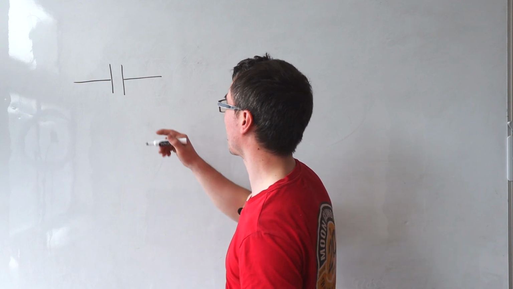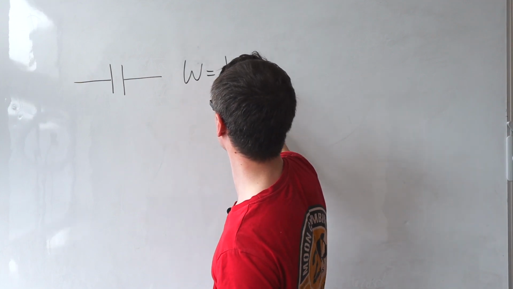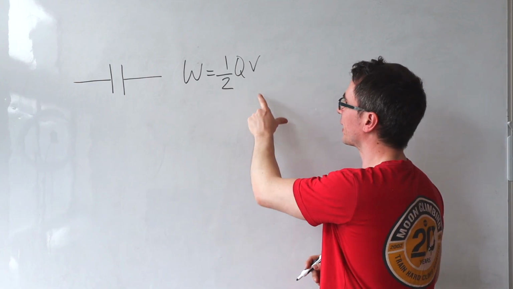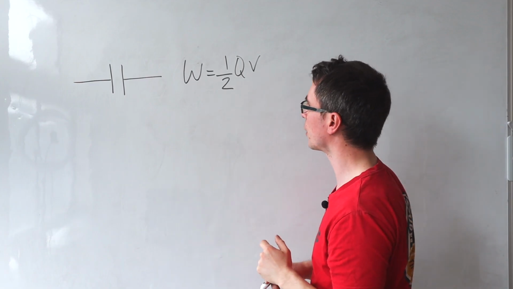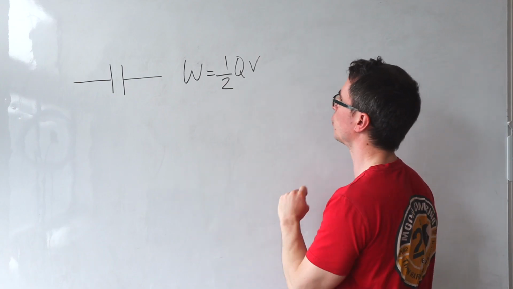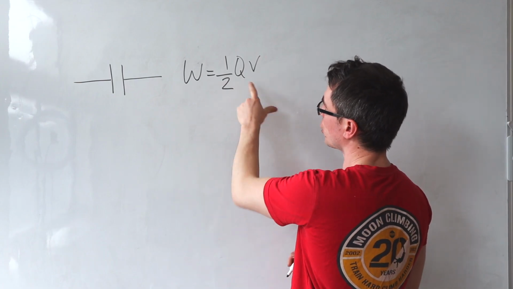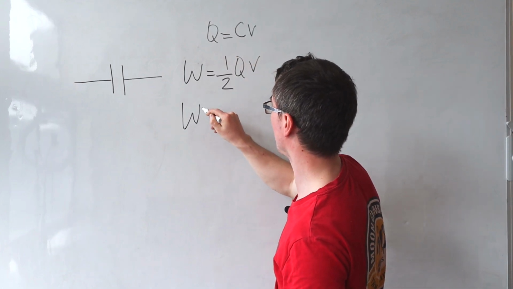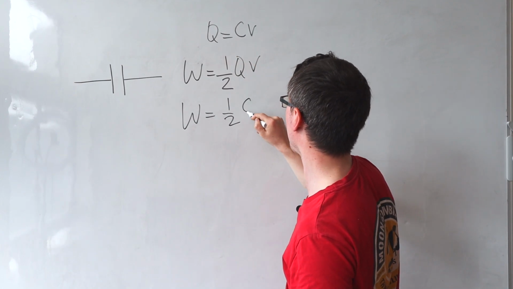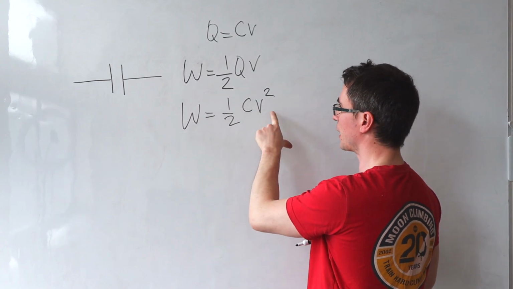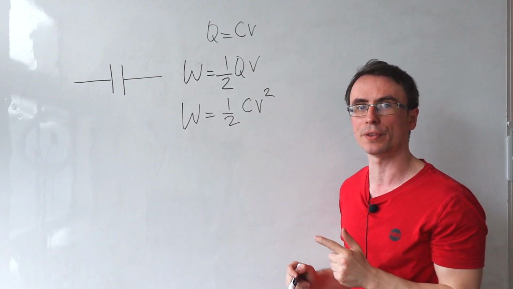Moving on to capacitors, the energy of a capacitor is given by a half QV. This is an equation which is given in the specification, but sometimes a question might trick you. How does the energy depend on the voltage? Remember that Q actually depends on the voltage because Q is equal to CV, so the energy is equal to a half CV squared, meaning that the energy stored in a capacitor is proportional to the square of the voltage.